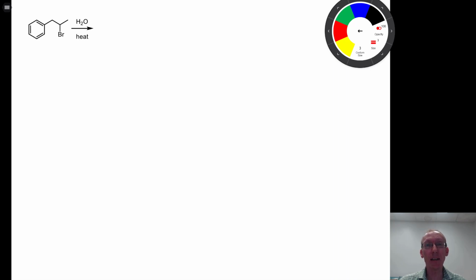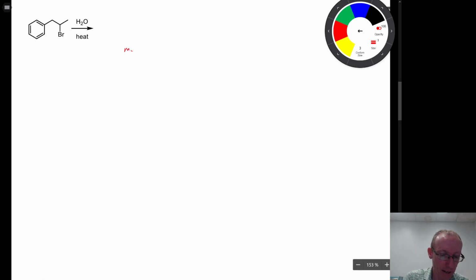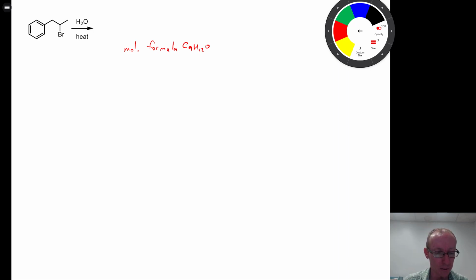Okay, so this question is once again looking for an ability to spot carbocations and carbocation mediated processes. So here, if we have an alkyl bromide and we treat it with water and heat, and I think when I've used this in an exam, I've also said that the product has a molecular formula of C9H12O. Okay, just to give a little bit more push in the right direction towards the product.